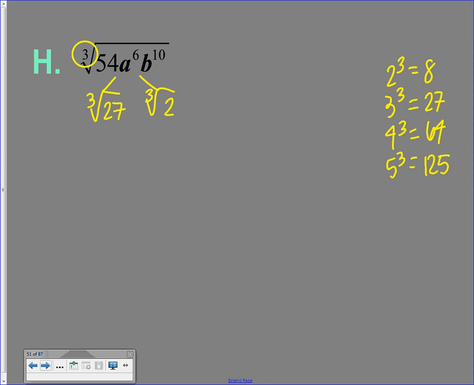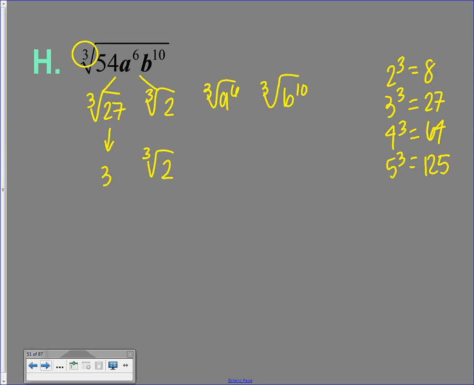Then I'm going to break the variables in separately. So I've got a to the 6th, and then I have b to the 10th. Now the third root of 27 gives me 3, and then the third root of 2 stays. When you do these, always one of them breaks down evenly and one of them does not. House trick: third root of a to the 6th, so you have to go outside in groups of 3, and there are 6 kids, so everyone can come outside, and there's going to be 2 groups outside.